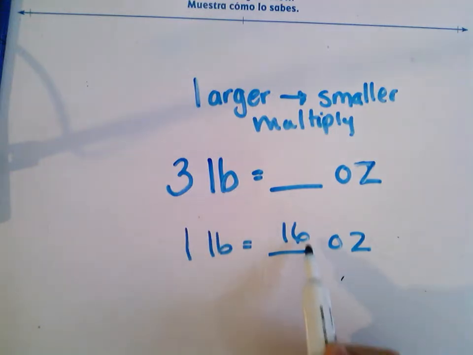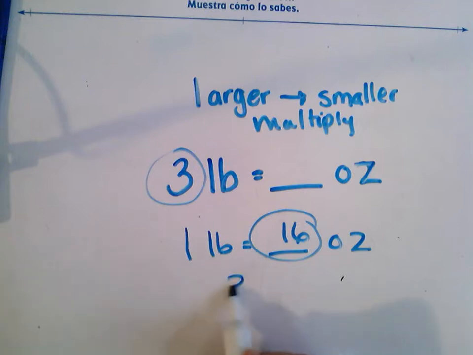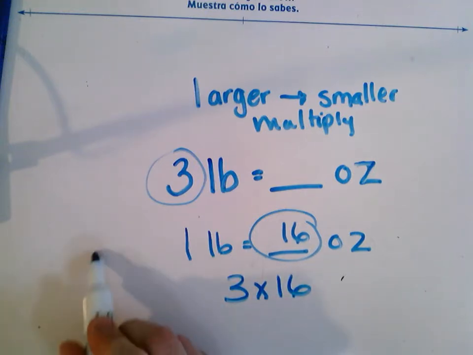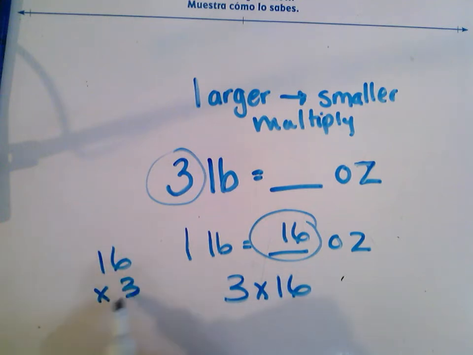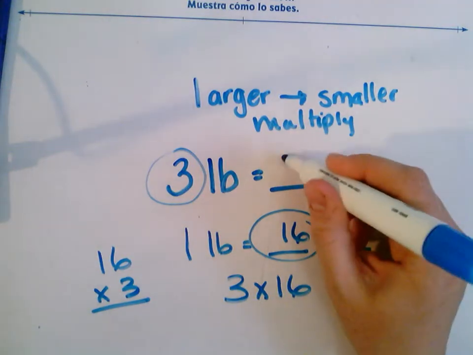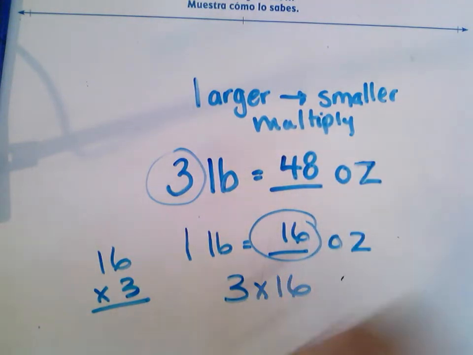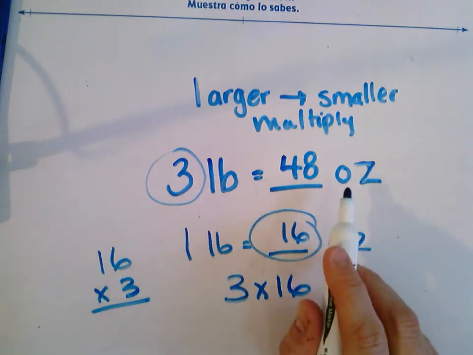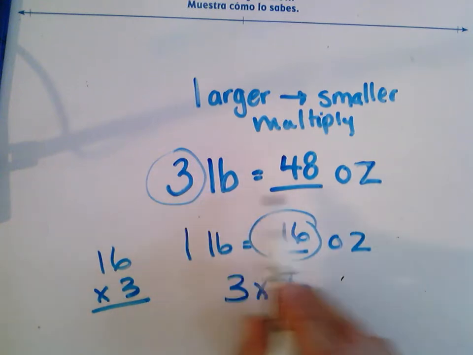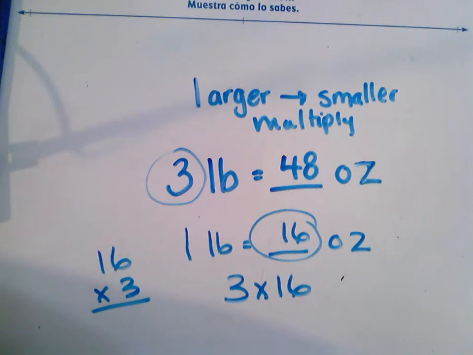All right, so what am I multiplying? I'm going to multiply the 3 pounds times the 16 ounces. 3 times 16. Take a second. Find that answer. Or again, I am fine if you use your calculator for this unit because we do get into some big numbers. Did you get 48? Good. 3 pounds is 48 ounces. Let's try another example.